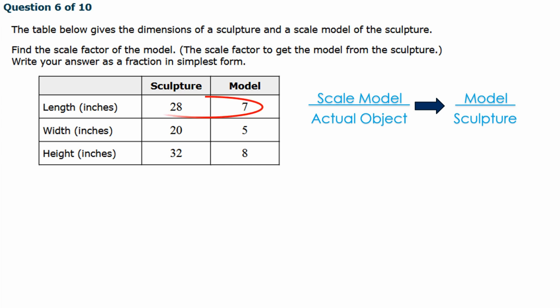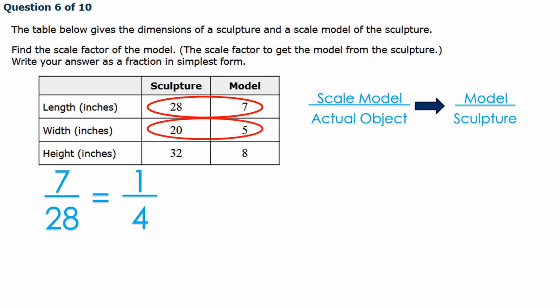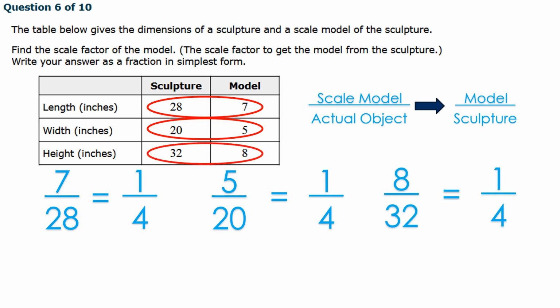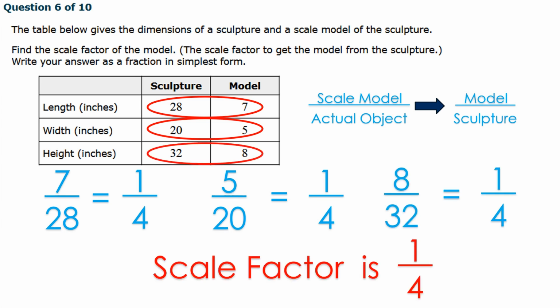So for the length, we have 7/28 because the model is 7 and the sculpture is 28. When we reduce that fraction, we get 1/4. Then for the width, we have 5/20, which is also 1/4, and 8/32, which is also going to reduce to 1/4, meaning that our scale factor is 1/4.